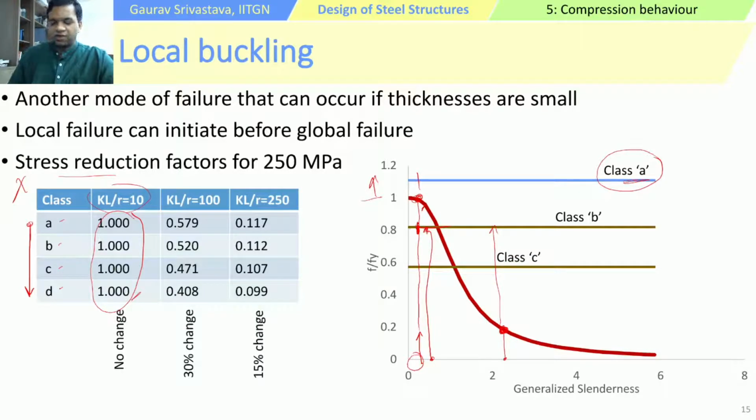Okay. Now, one more thing to note here is that for very, very small slenderness ratios, right? And again, this we have discussed earlier as well.